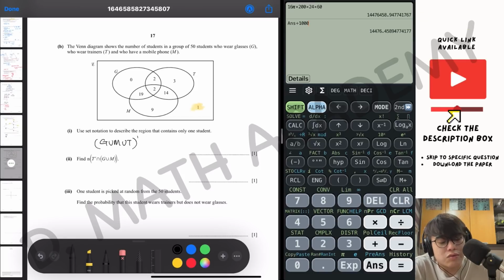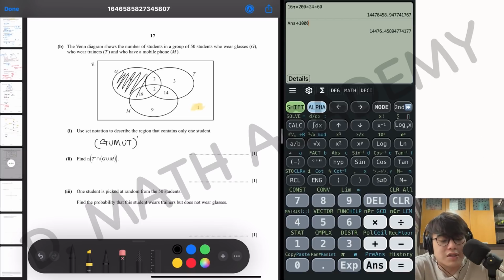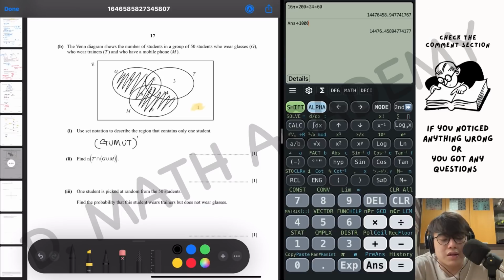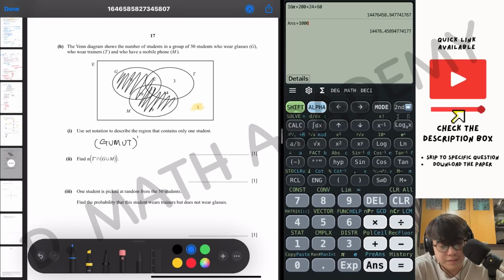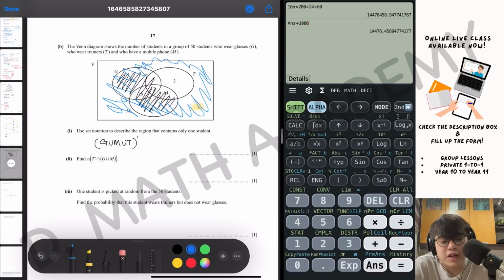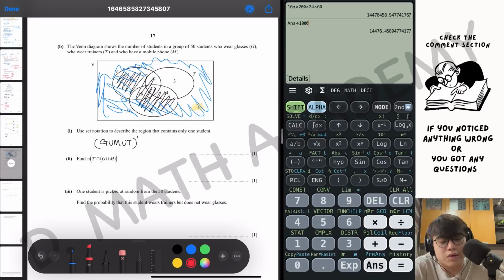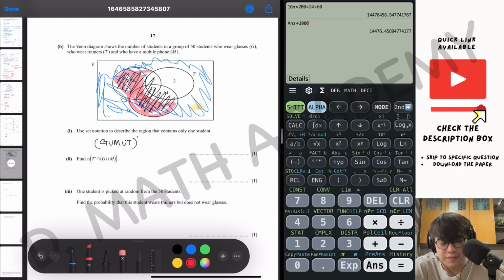Okay, part 2. They wanted G union with M. Okay, means that they are asking for this part here. And then intersected with everything other than T. Intersected means they are looking for the region where they overlap. So based on this calculation, we know that they only wanted the black and the parts where black and blue overlap, which is all this here.